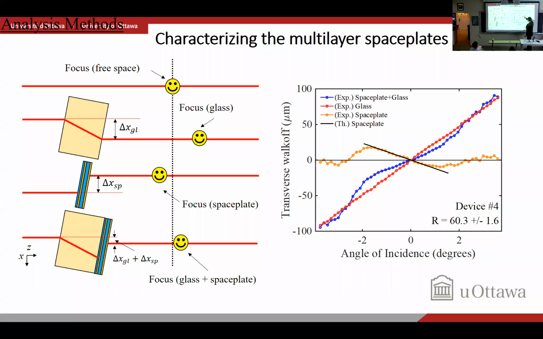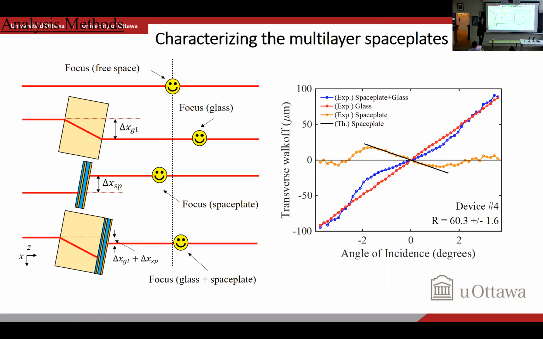The glass is this nice red line. So this is again the walk off, how much it tilts this beam. The space plate plus the glass is the blue, and then we subtract them and we find that the walk off actually happens in the opposite direction that you would from the glass. It actually has a different angular dependence.